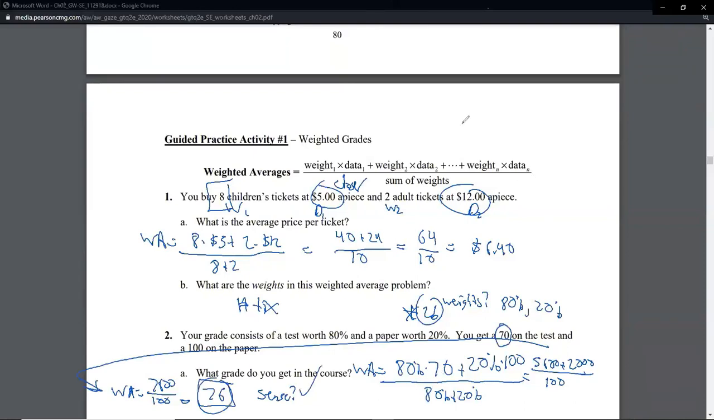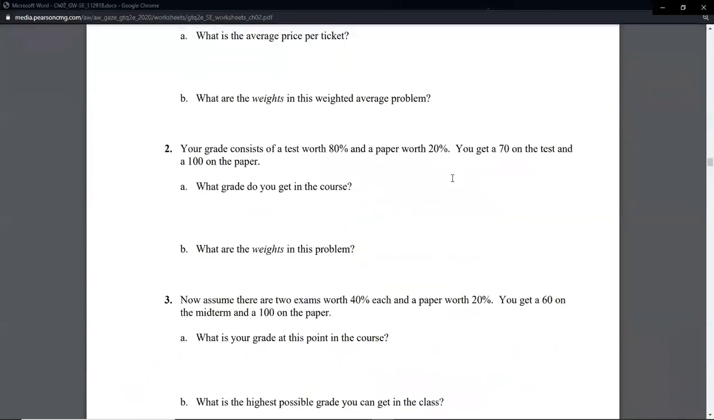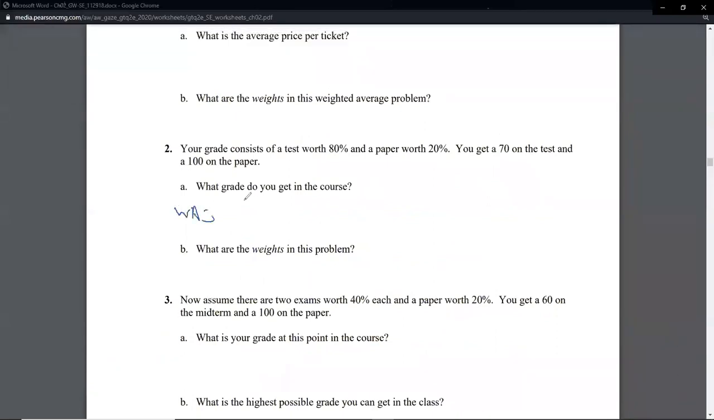All right, I wish I didn't have to clear the whole screen, but I'm going to, because the next question is going to relate to that. So really quickly, 80% times the 70 plus the 20% times the 100 over the 80% plus 20%, and we got a 76 as our grade. I just want that up there. And I still didn't give myself enough room. Dang it.